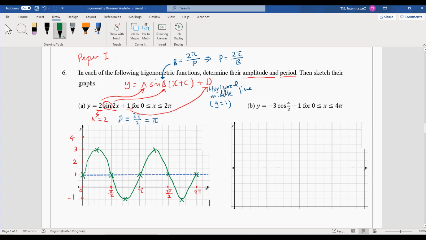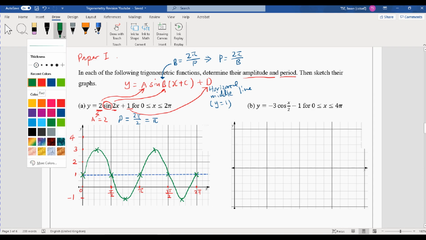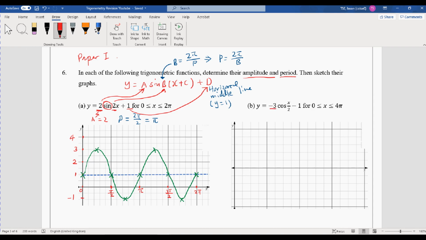Okay, let's go to see the next one. So again, in this case, we see that's -3. So the amplitude is still 3. Let's see the value of b. From here, we know the value of b is 1/2. And so the period is 2 pi over b. That means 2 pi over 1/2, which becomes 4 pi. And we don't have a c value, and the d value is -1.